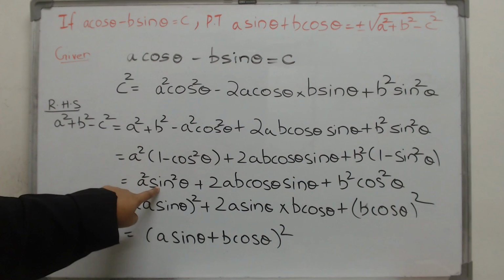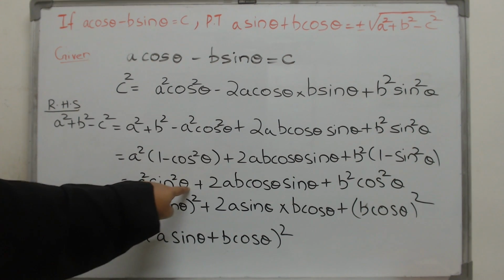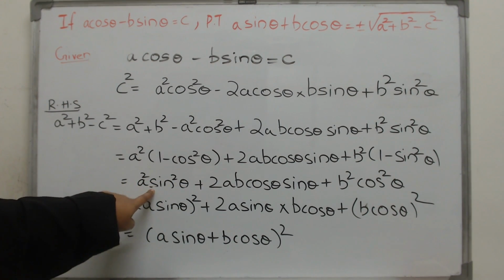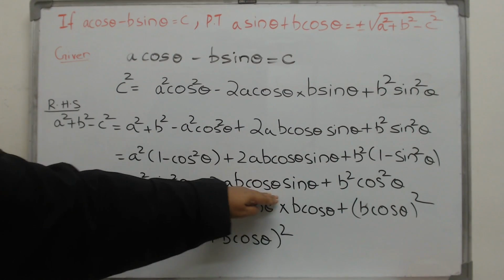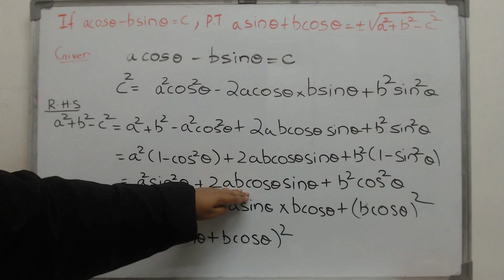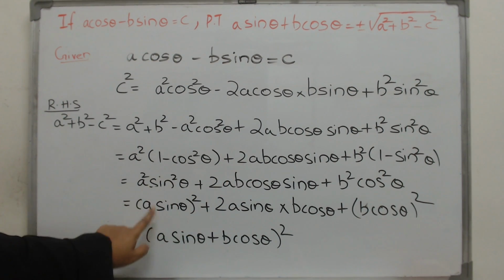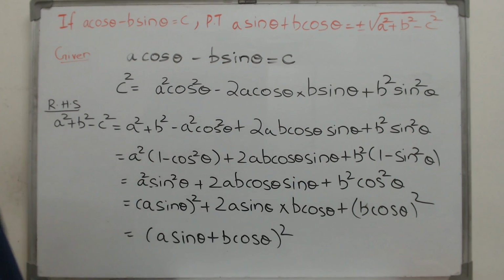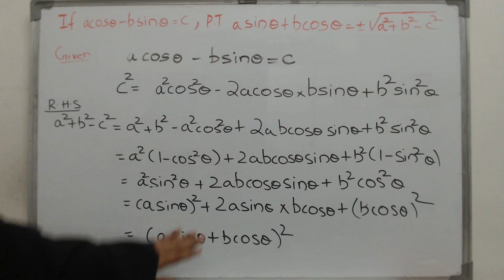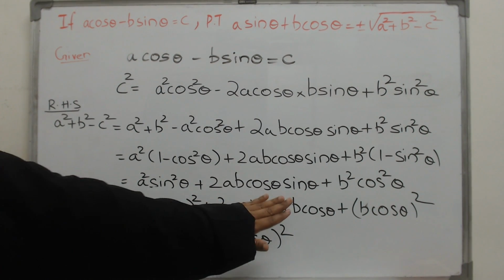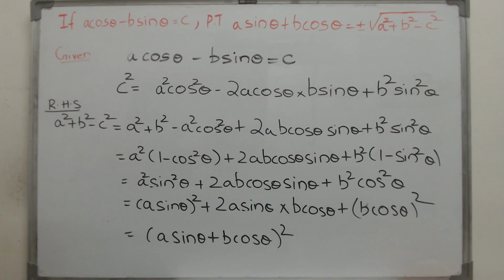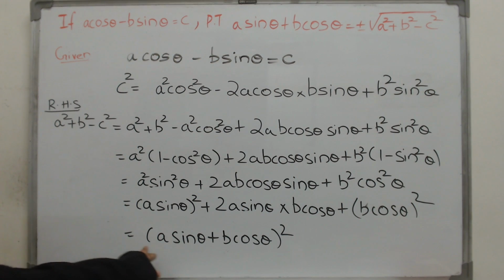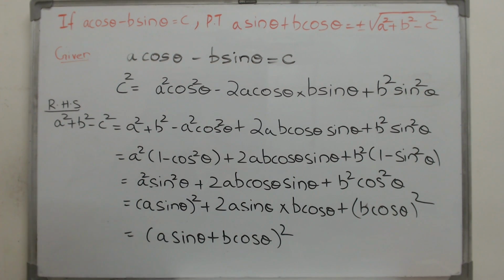What do you have here? You have a square of one term and square of another term. And what is the third term? The third term is 2 into this term into that term, or in other words, it is in the form x square plus 2xy plus y square. And what algebraic identity is that? That is equal to x plus y, the whole square.